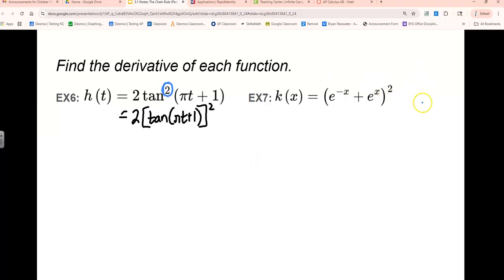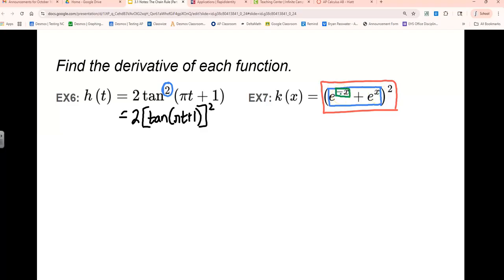Let's skip over here to this one, to 7. I've got e to the -x plus e to the x to the second power. The outside part is the to the second power. The inside part is what's on the inside of the parentheses. This one's super easy to miss the most inside part. What is the most inside part? It's that negative x exponent. You don't have to do it over here because it's just the x, so you don't have to do a chain rule on that part, but right here.